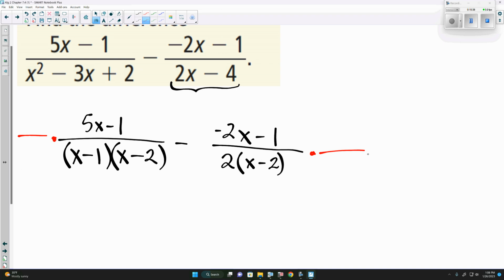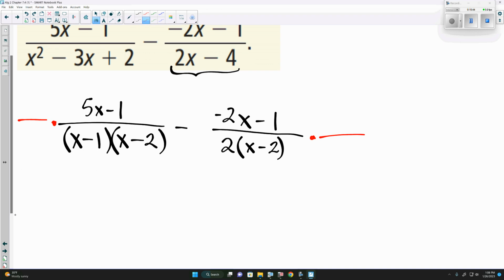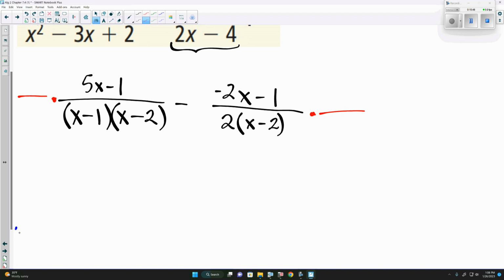So which one do we want to look at first? Left or right? Left. So the left has x minus 1, x minus 2. What does the right one have that it doesn't? 2. So we're going to multiply top and bottom by 2. Now what is the one on the right missing that the left one has? X minus 1. We don't have to include an x minus 2 because it has one.